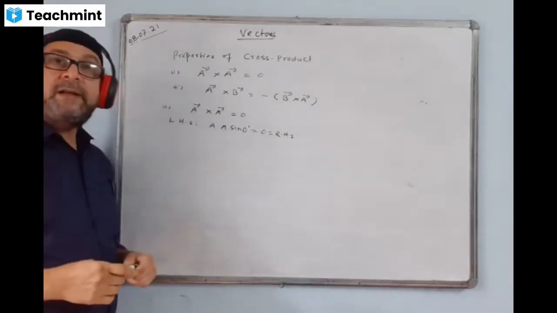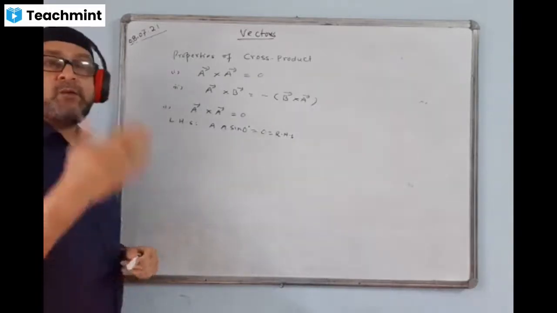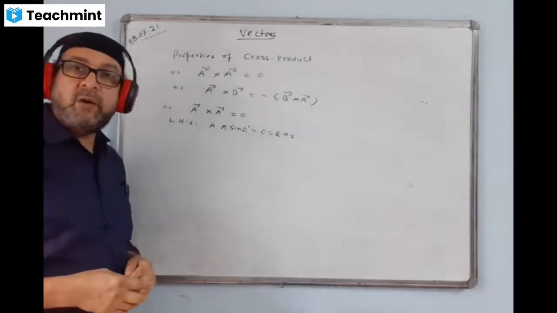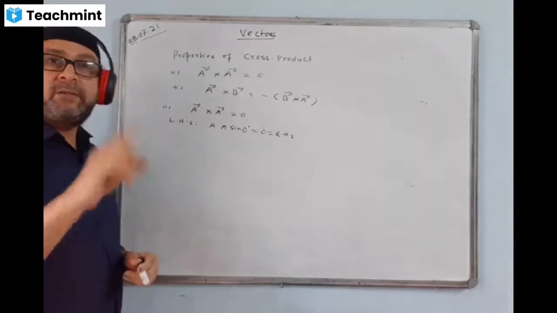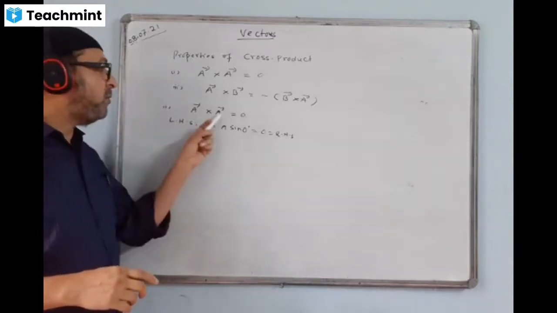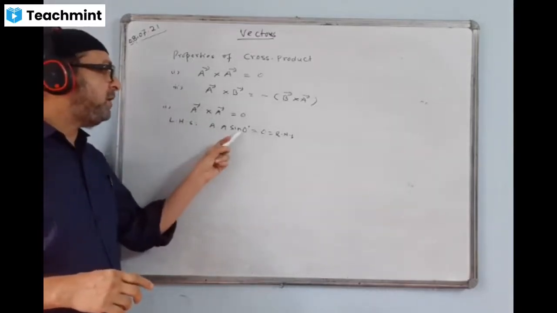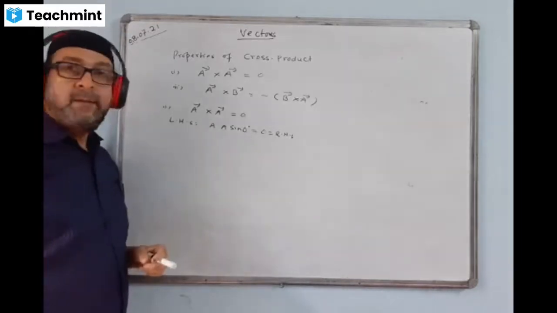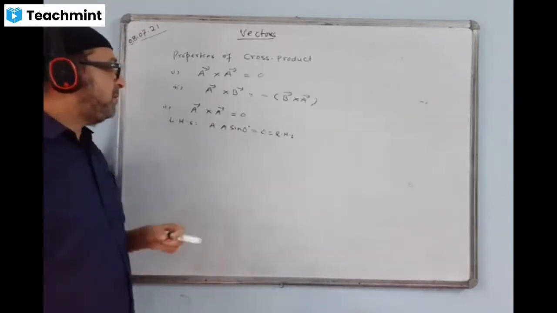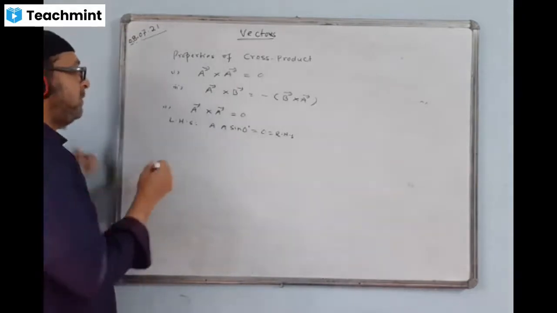Whereas A dot A, the answer is A square, because there the formula is cos. Cos 0 degrees is 1, so everything becomes 1 there. But here in A cross A, theta value is 0 degrees, but sin 0 is 0, the entire thing becomes 0 there. So we got LHS is equal to RHS.